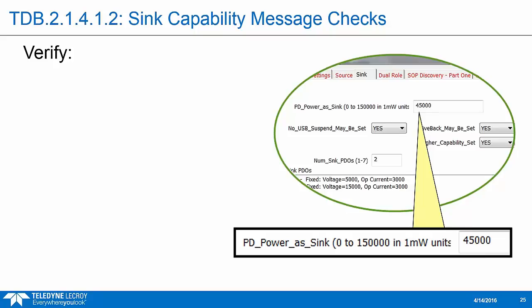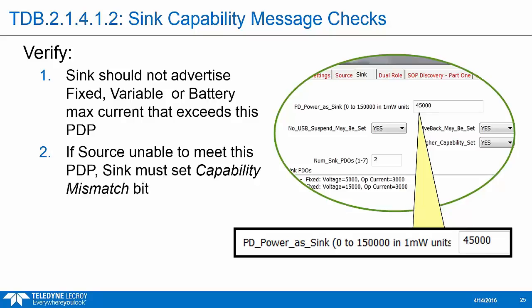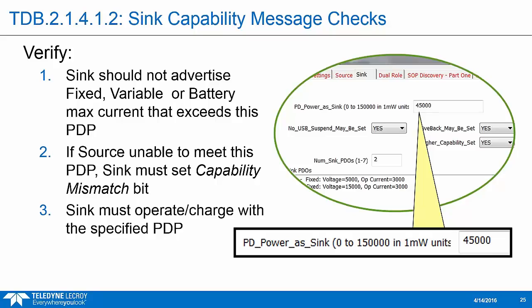So I'll highlight the 3 most significant checks here for sink capabilities. 1, they shouldn't advertise a max current over that PDP. 2, if a source can't meet their minimum required current, the sink is supposed to set their capability mismatch bit. We'll check that. And 3, they must be able to operate at that PDP. This item 3 is not really tested. The only verification we can do here is make sure the sink makes a valid request for a PDO and completes a contract.